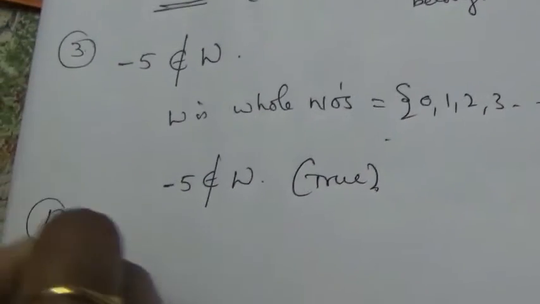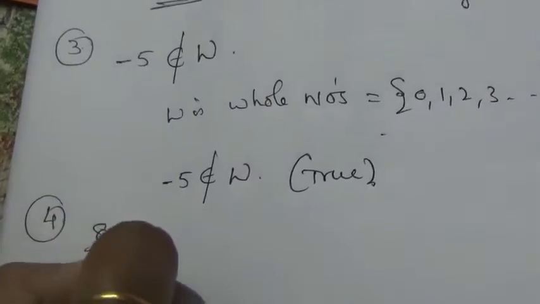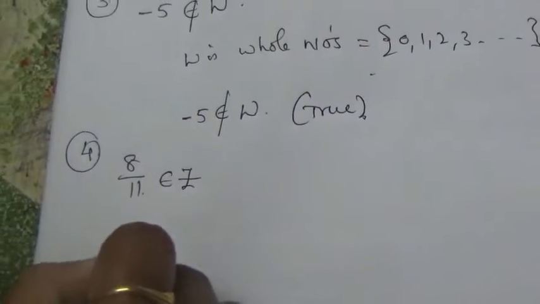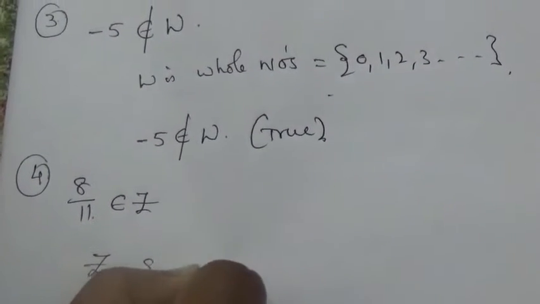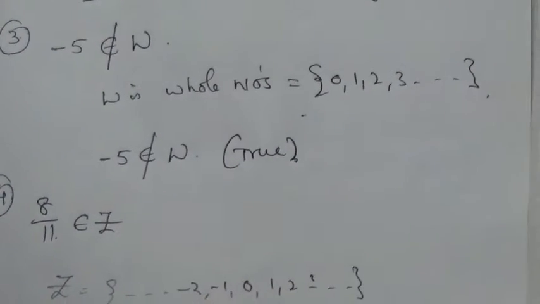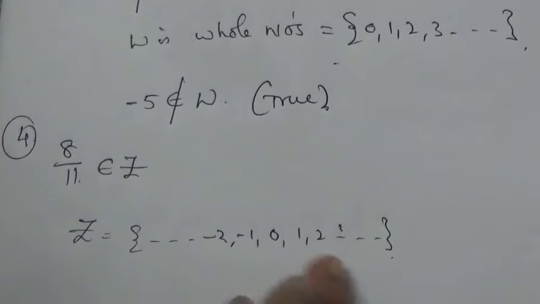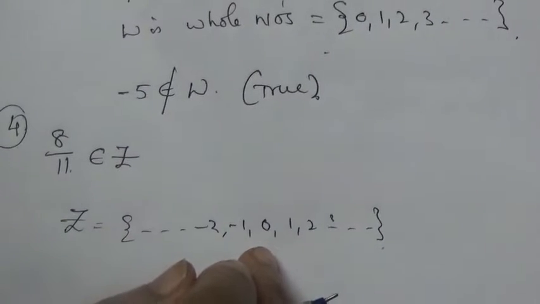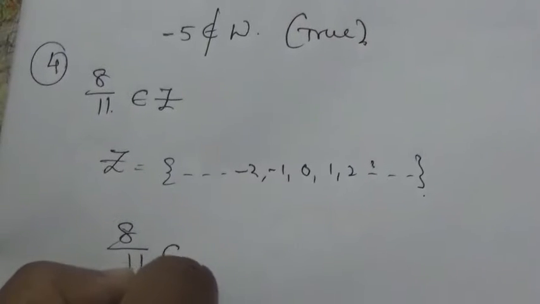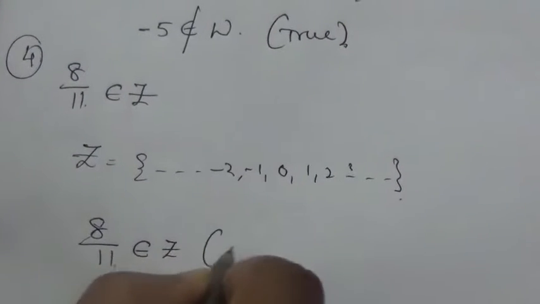Okay. Fourth question. 8 by 11 belongs to Z. Z means integers. But this number is in the form of P by Q. It's not an integer. So integers are only minus 2, minus 1, 0, 1, 2 and so on. The positive integers and the negative integers including 0. But there are no P by Q forms. Hence 8 by 11 belongs to Z is false.